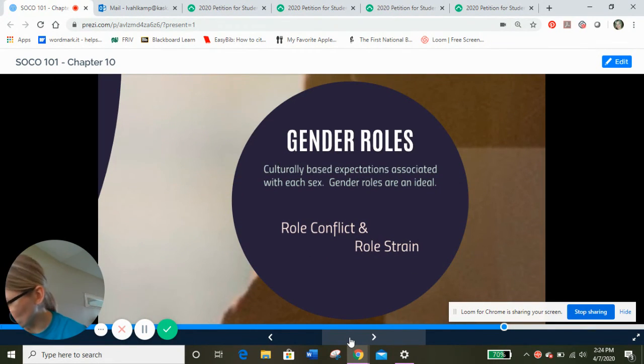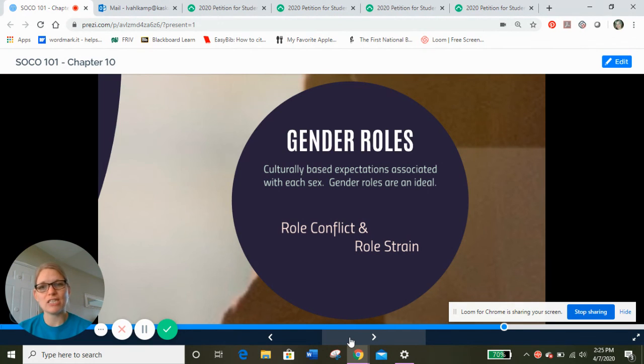What about gender roles? Well, gender roles are the culturally based sex expectations associated with each sex. Gender roles are ideal types. When I say ideal types, that means that these are perfect types, but not everybody strictly adheres to them. They're on that continuum of how feminine you are. Are you this amount of feminine, or are you this? And what it means to be masculine, again, they fall on a spectrum. So some people are very masculine and some of them are not, okay? But that sets up a conversation between role conflict and role strain.